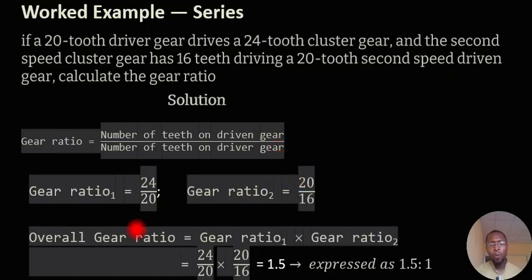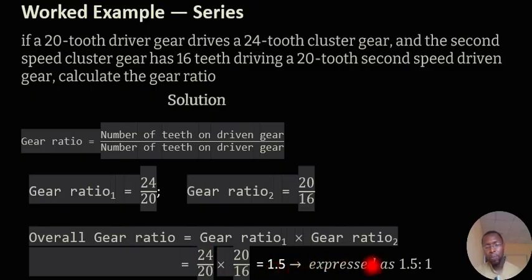So what will the overall gear ratio be? Gear ratio 1 multiplied by gear ratio 2. So gear ratio 1 value, we have it as 24/20, multiplied by gear ratio 2, which is 20/16. When you multiply this, you will get 1.5. That is, 20 cancels 20, so we have 24/16. And 24/16 will give us 1.5.